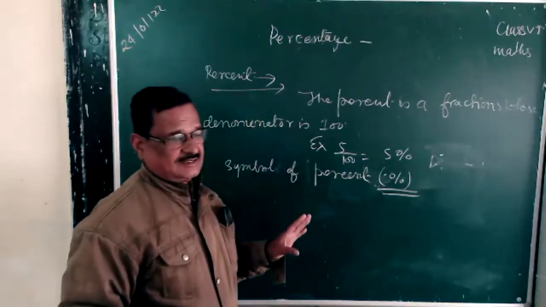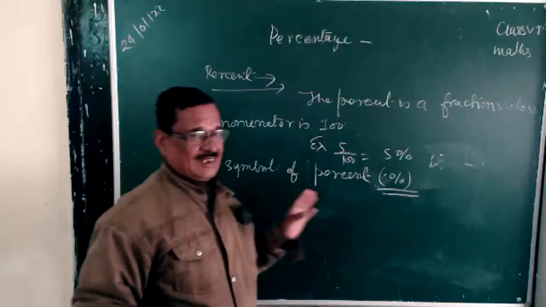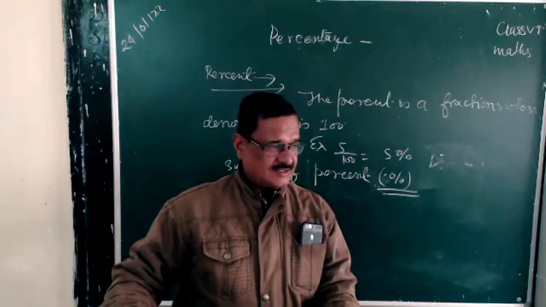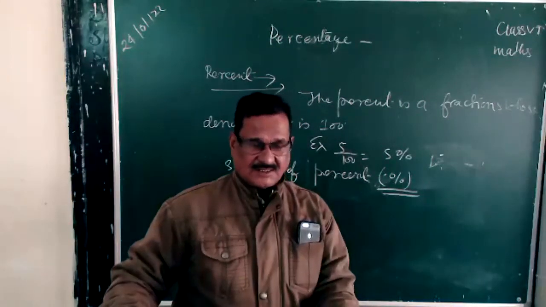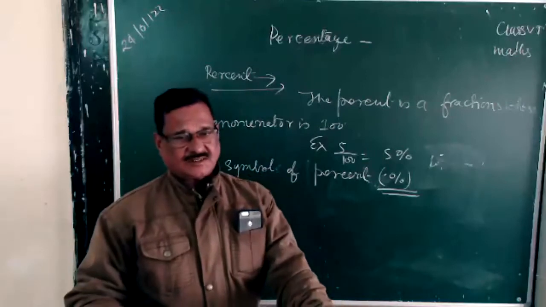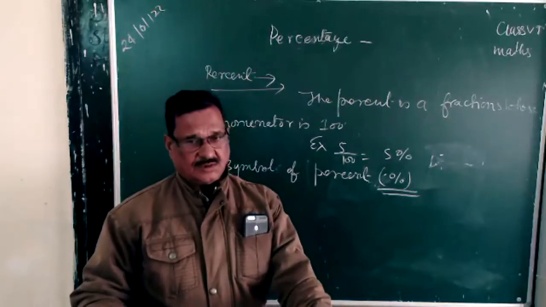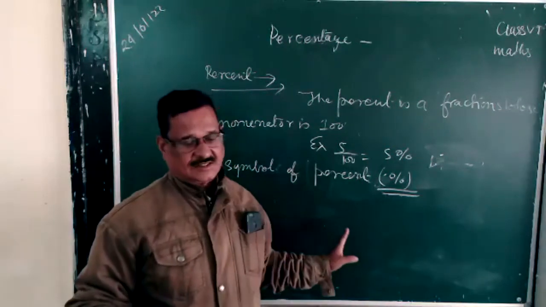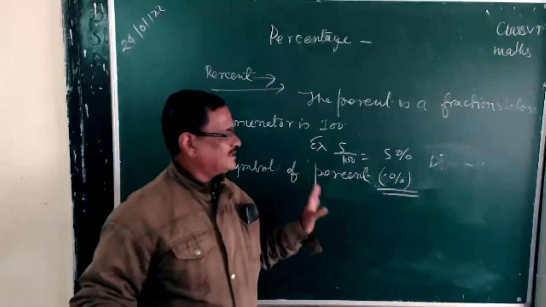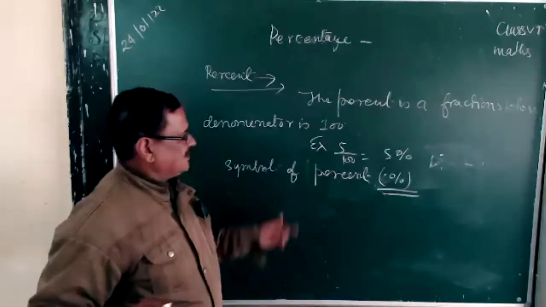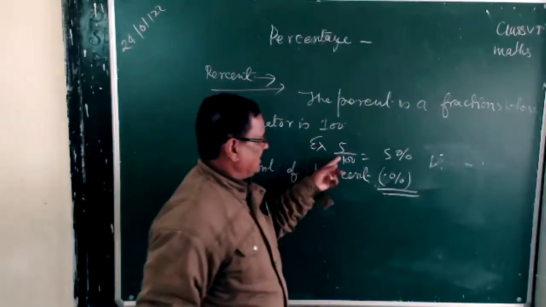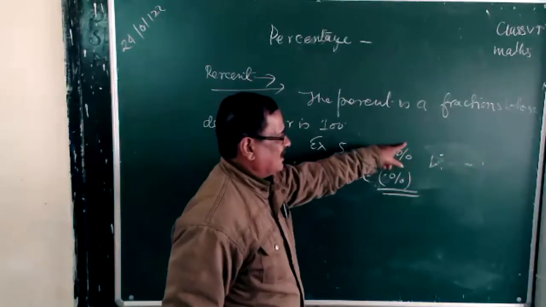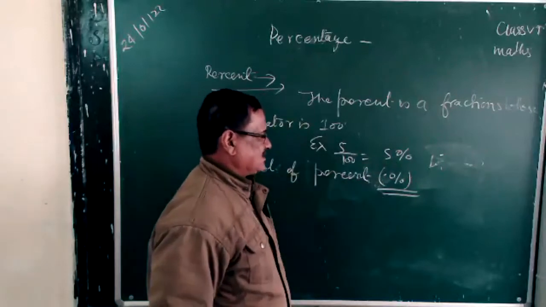Percentage is widely used in math, financials, and science, to find the profit and loss, to find the discount, to find the interest. There are many uses of the percentage. So a percentage is a fraction whose denominator is 100. Then we can write the numerator as a percentage, and this is the symbol of percentage.